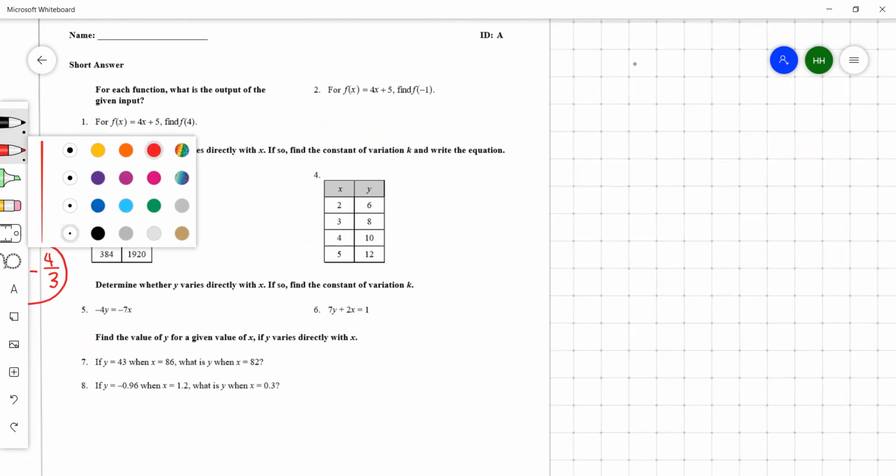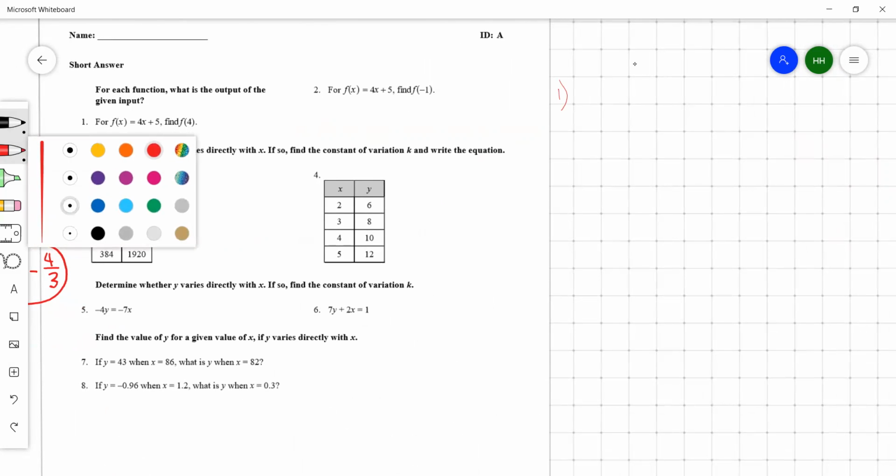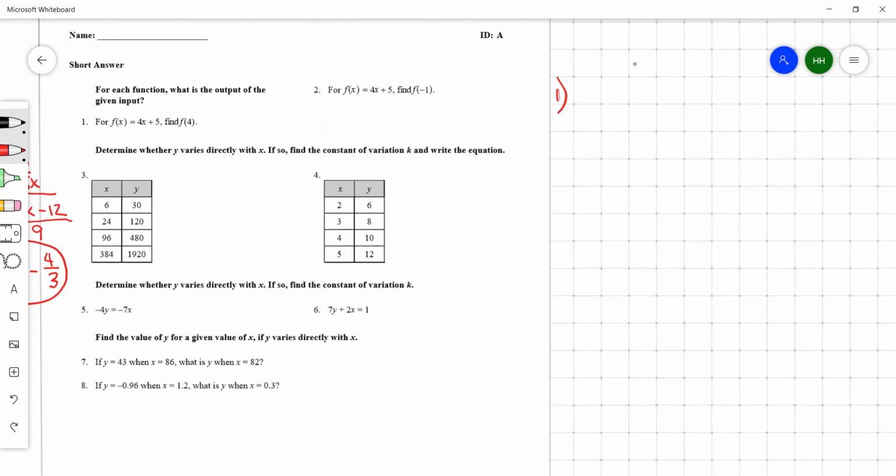All right, so number 1 over here. Ooh, that's hard to see. You got f of x. We're finding the function of 4. So that's going to be equal to 4 times 4 plus 5. So your function of 4 is going to be equal to 16 plus 5. So your function of 4 is going to be equal to 21.